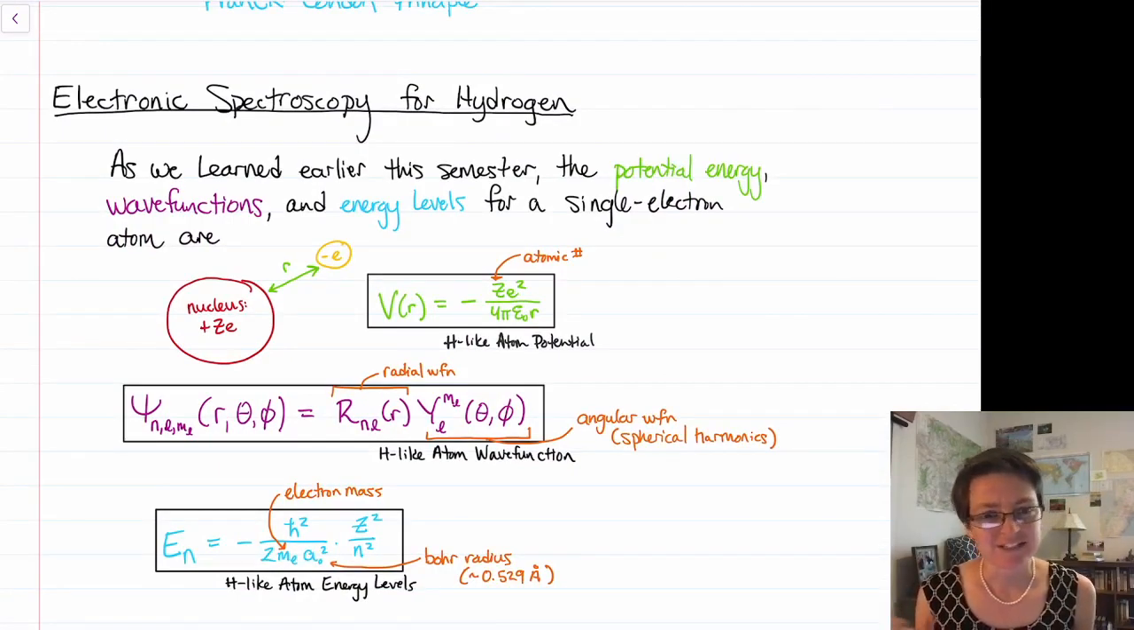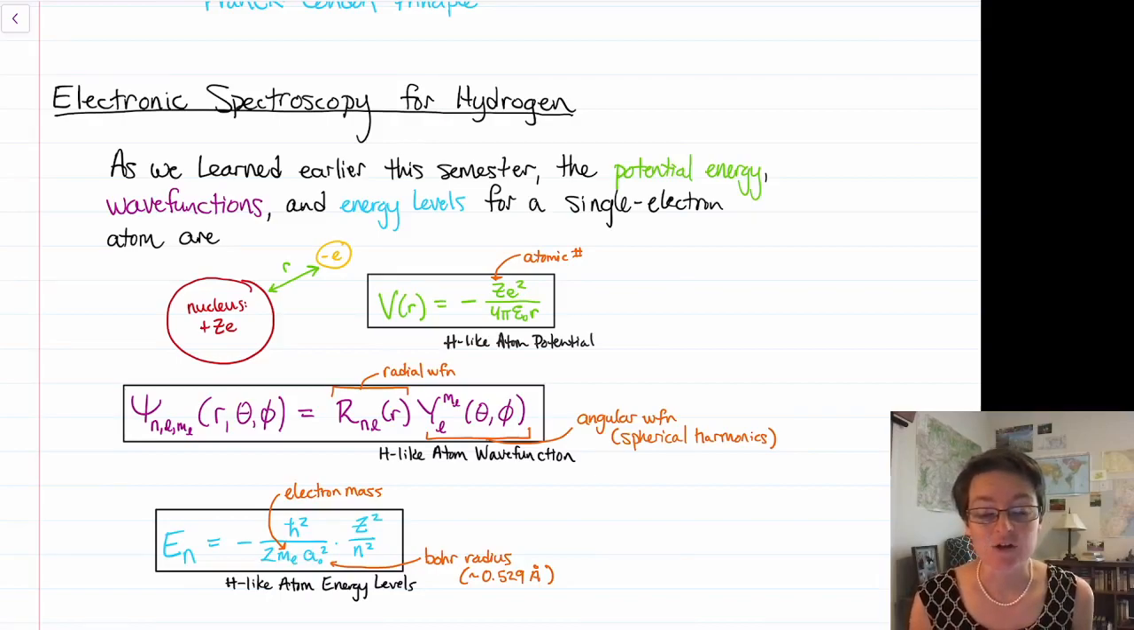At the beginning, or near the beginning, of this lecture series, we discussed in great detail the potential energy, wave functions, and energy levels that are associated with a single-electron atom, a so-called hydrogen-like atom. We have our nucleus with a positive charge that is the magnitude of the electron's charge times Z, the atomic number. And then we have our electron itself, which has a negative charge with a magnitude related to this e constant, that's just the charge of an electron.